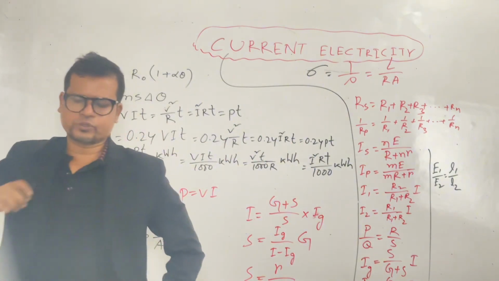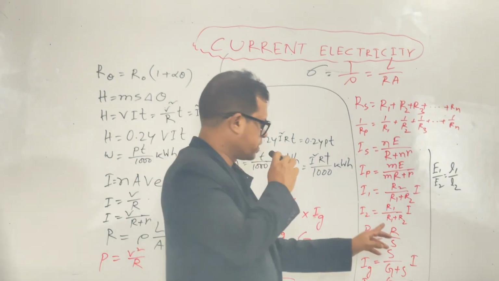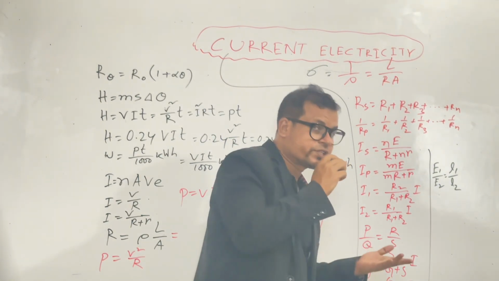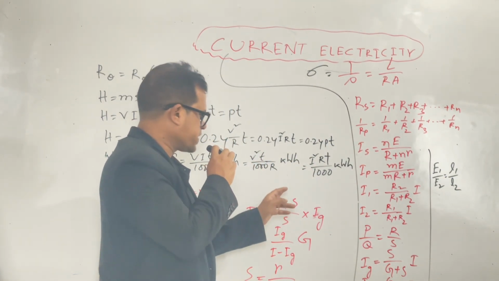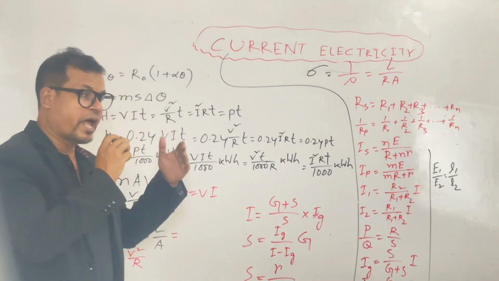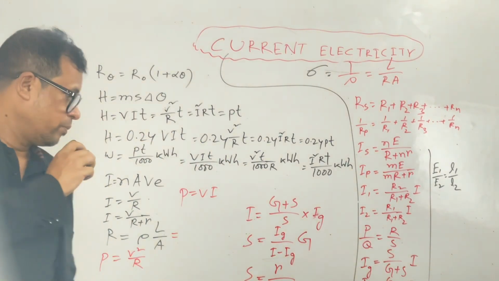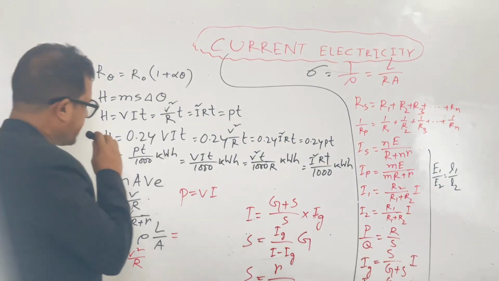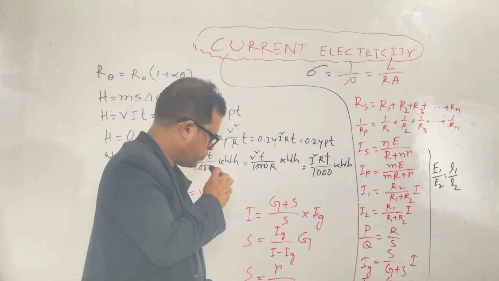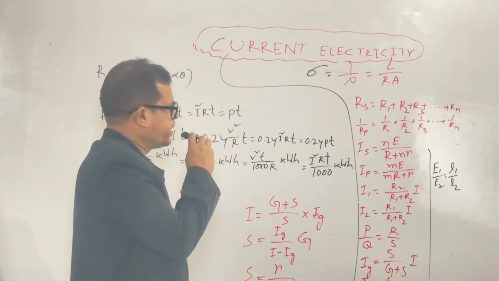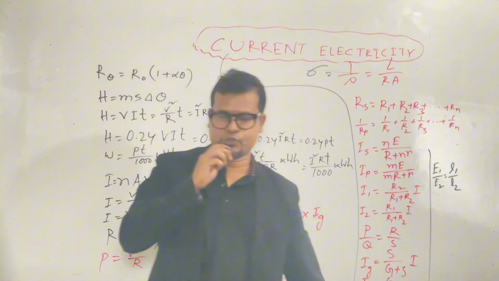P over Q equals R over S. Ig equals S over G plus S into I. Is equals G over G plus S into I. I equals G plus S over S multiplied by Ig. S equals Ig multiplied by capital G over I minus Ig. S equals small r over n minus 1. E1 over E2 equals L1 over L2.